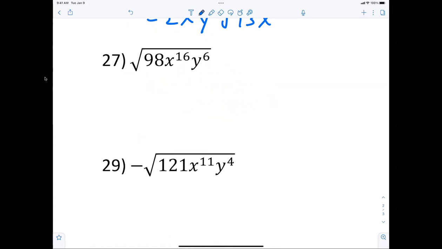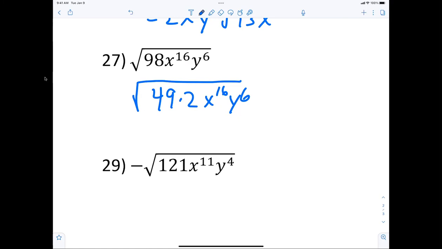How do we break down 98? Is it 12? 12 times 8 is 96. 49 and 2. You are amazing. 49 times 2, x to the 16th, y to the 6th. Now do it yourself, all right?